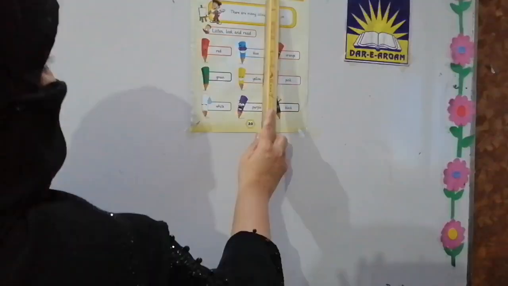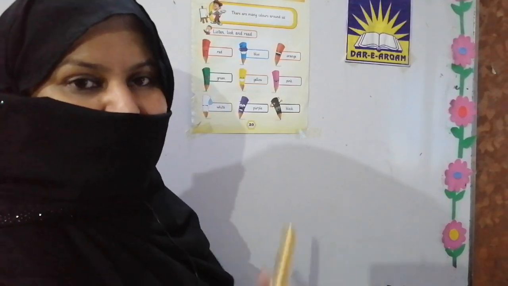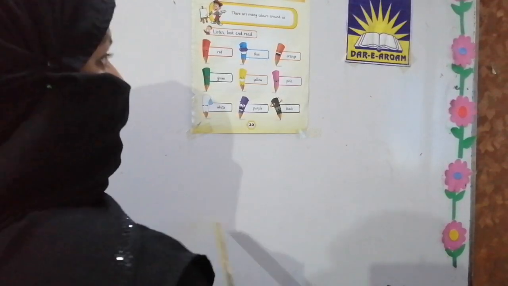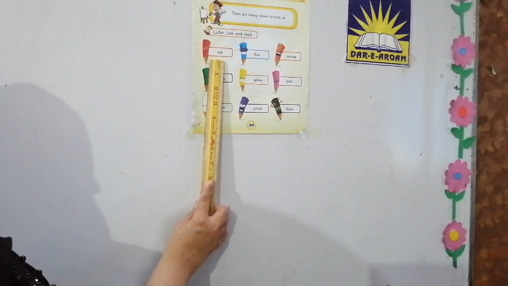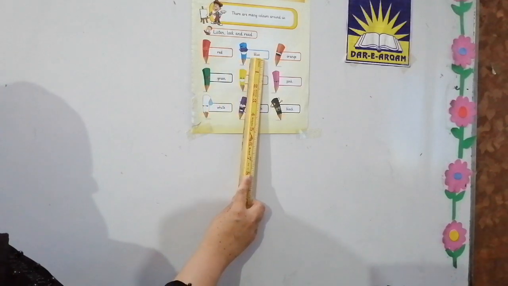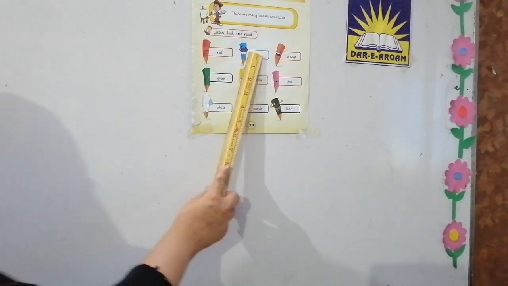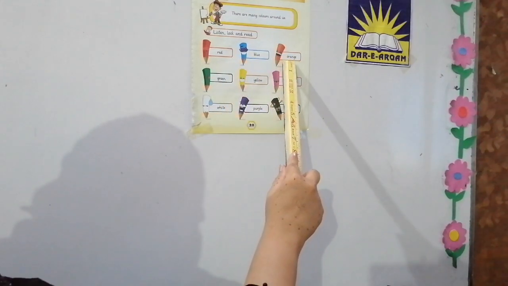Are you ready? Good. Colors. The topic of this page is colors. There are many colors around us. Listen, look, and read. Red. Blue. Orange.